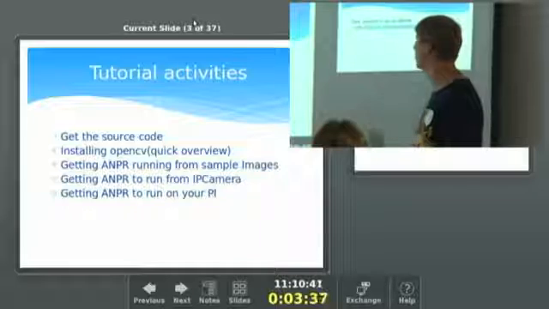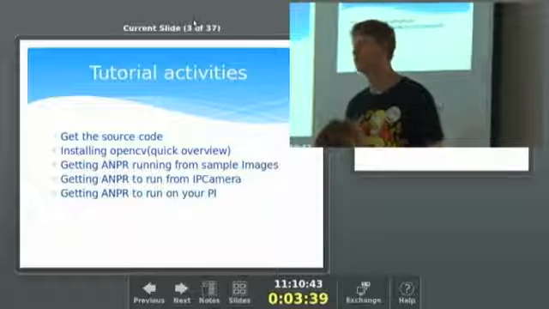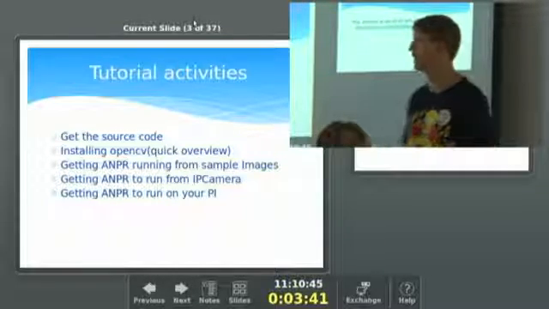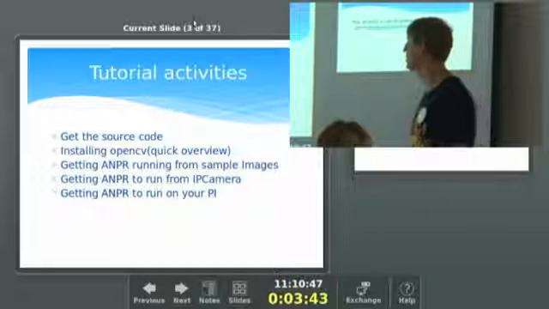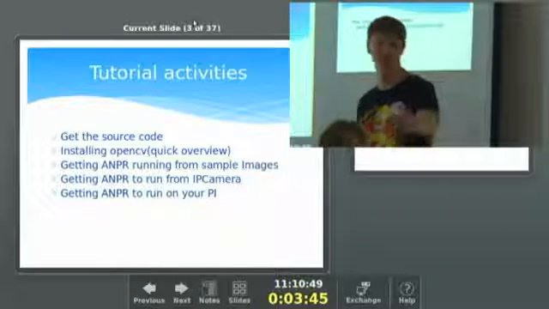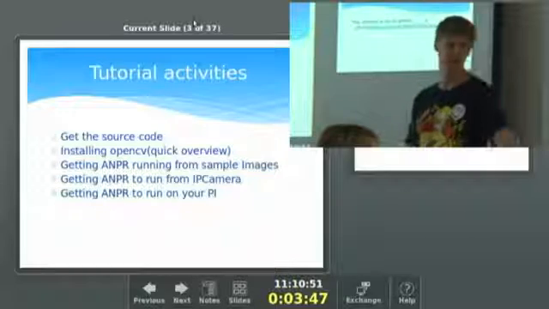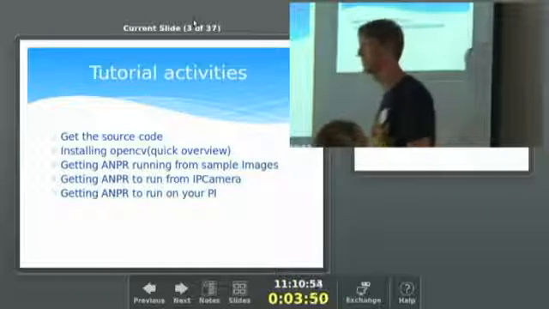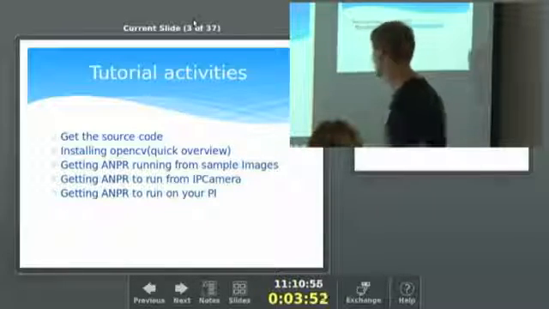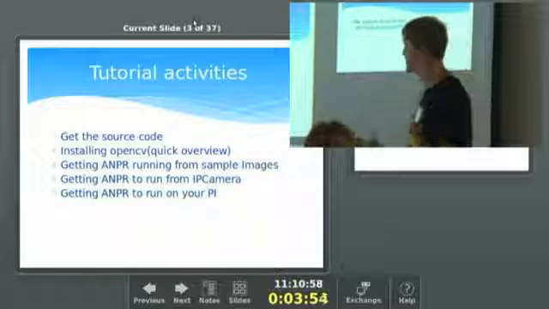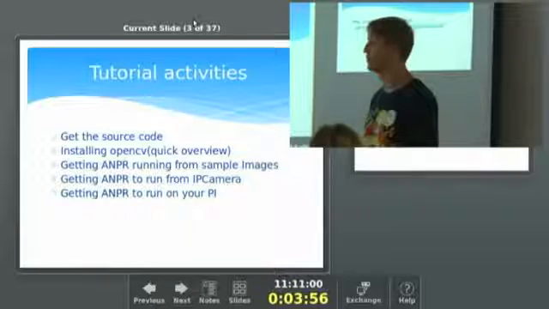Then we're going to start off by getting the ANPR running from some sample images we have. Then after we've got it up and running, we'll try to access the IP camera that's set up there, pointing at somebody's number plate that I took out of the parking lot. Luckily, I do know the person. And then lastly, we'll try to get it up and running on the Raspberry Pi.